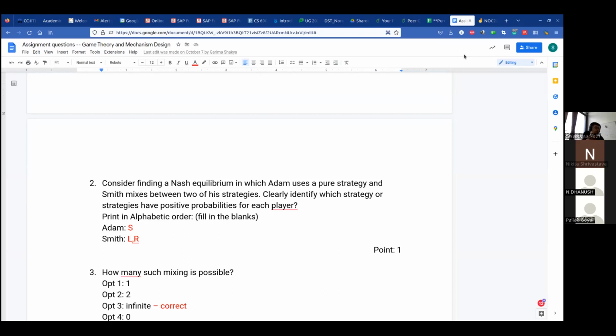We'll have to find out all these cases and in which cases the necessary and sufficient condition for a mixed strategy Nash equilibrium will be satisfied. That you'll have to find out. So what are the conditions that ensure it's a mixed strategy Nash equilibrium? For mixed strategy Nash equilibrium to hold, which condition should be true? So for instance, let's say Adam picks S and Smith chooses S and L.